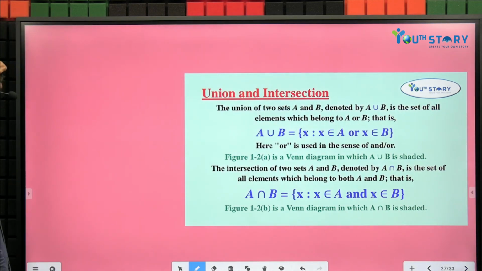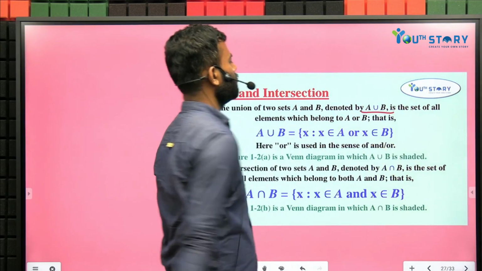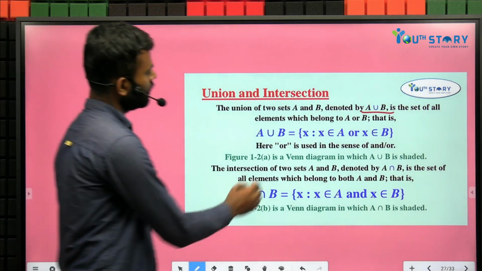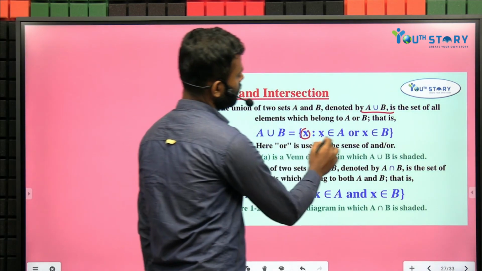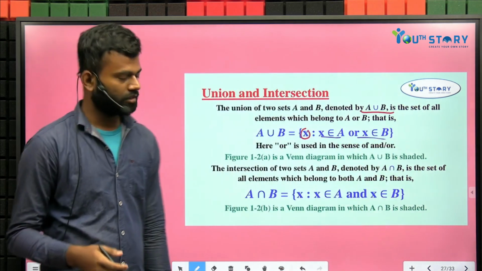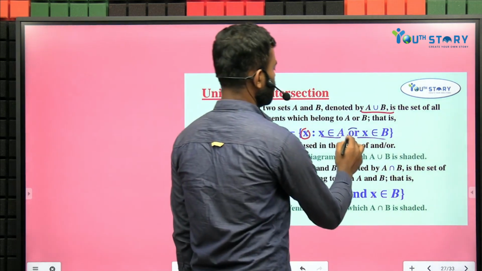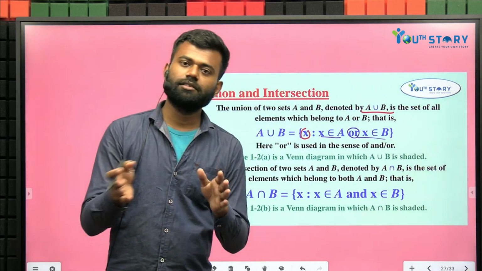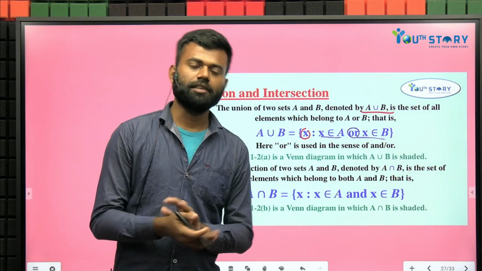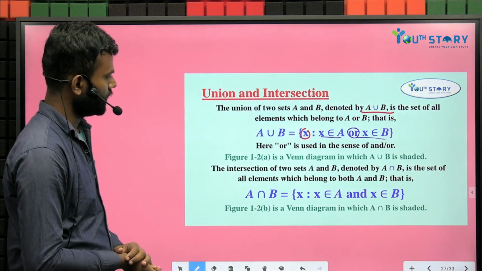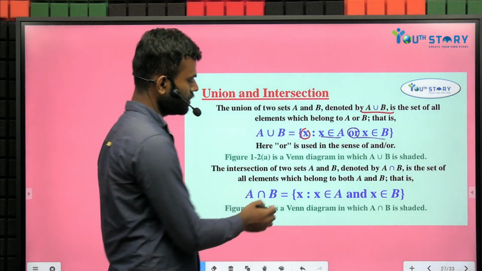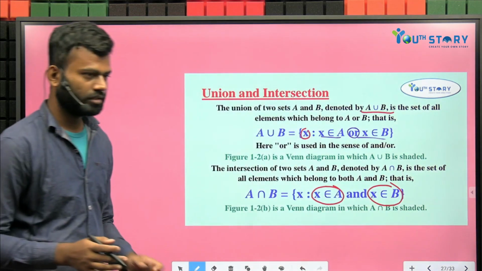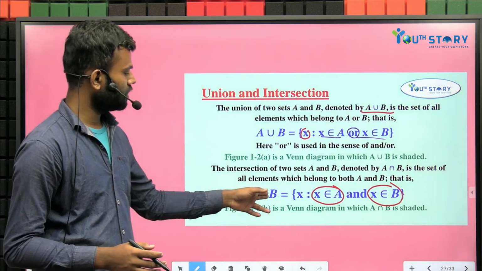At first, the basic operation will be union. The union of two sets means take all those elements of X which are a member of A or a member of B. The main crucial point: or means we take all elements of A as well as all elements of B. And intersection means we take all elements that are in both A and B. Then this will be A intersection B.